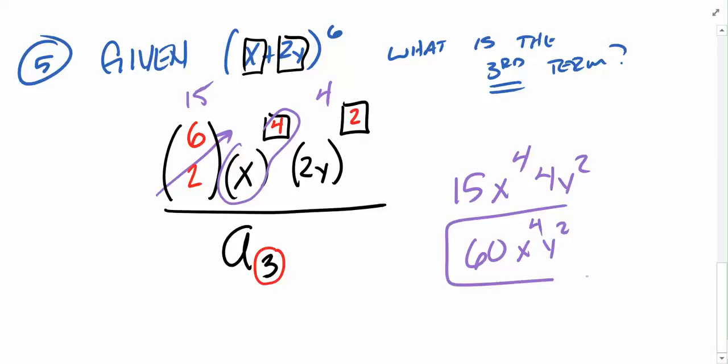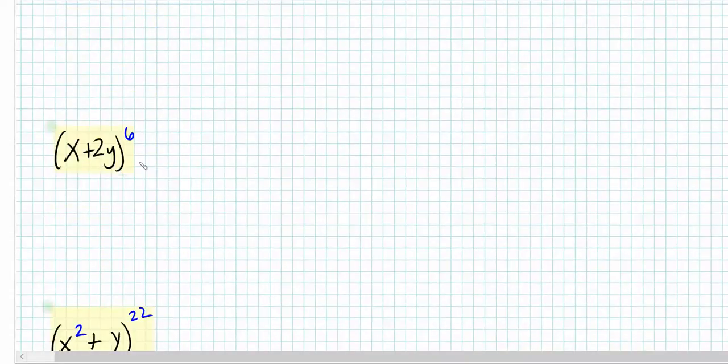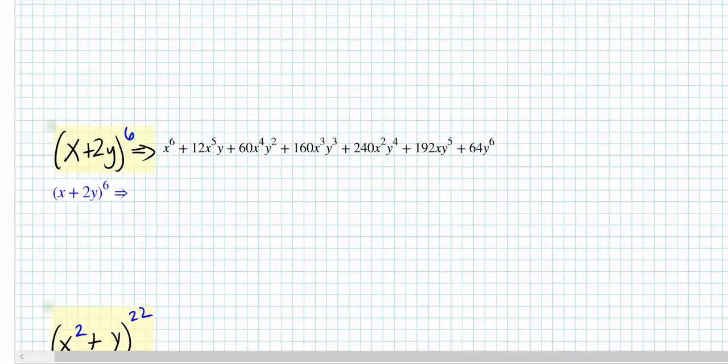So check this out. When I go over here to this one, x plus 2y all to the sixth, if I am interested in the third term, 1, 2, 3, hey look, there it is. I've just totally blotched it out. My bad, guys. There we go. So 60 x to the fourth y squared. Did we do it right? Yep. We did it right.